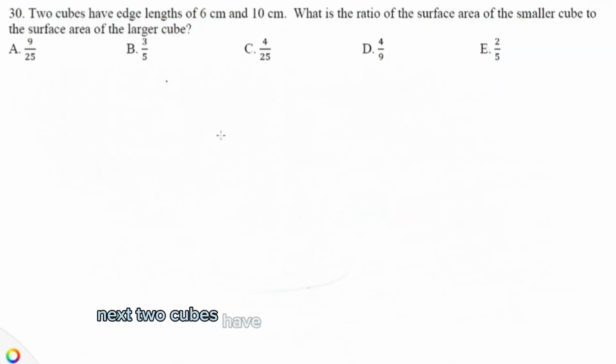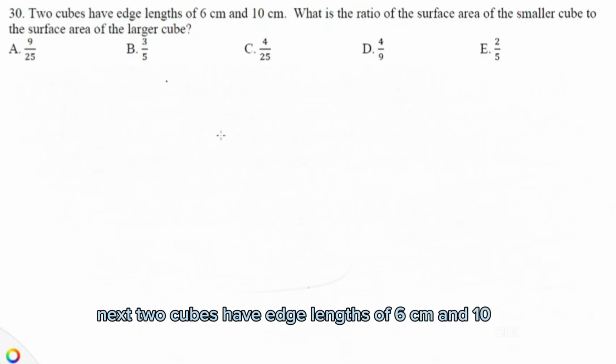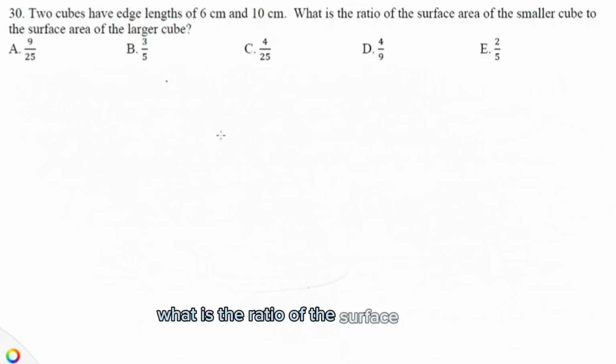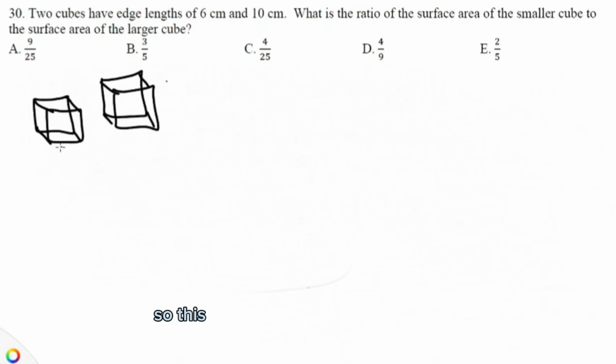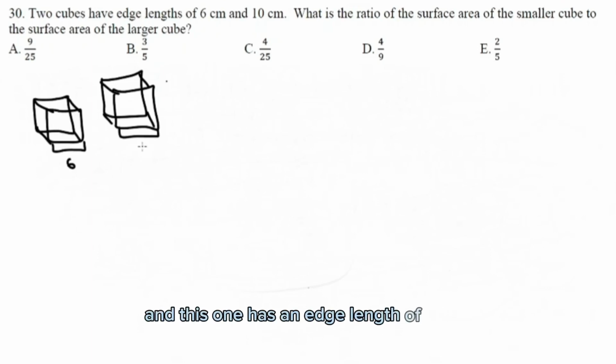Next, two cubes have edge lengths of 6 centimeters and 10 centimeters. What is the ratio of the surface area of the smaller cube to the surface area of the larger cube? Alright, so they've said that two cubes have edge lengths of 6 centimeters and 10 centimeters. So let's draw out those cubes really quickly. Alright, so these are our two cubes. So this one has an edge length of 6 centimeters, and this one has an edge length of 10 centimeters.